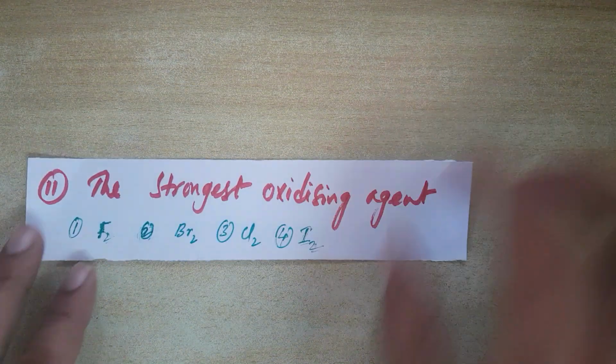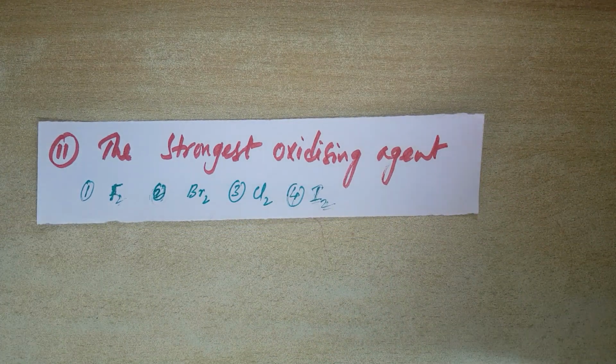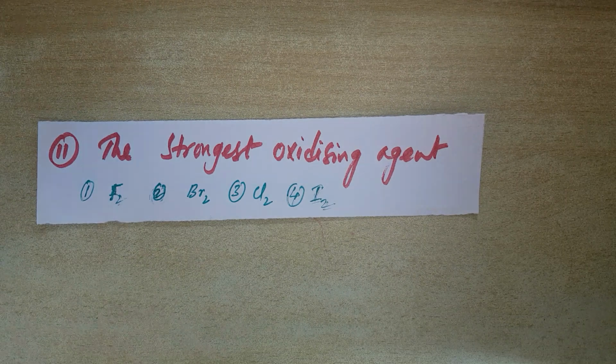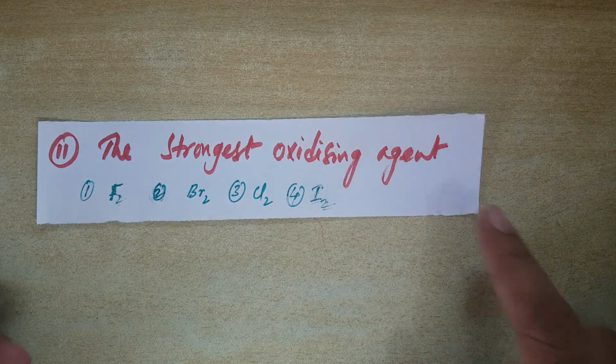Question number 11. The strongest oxidizing agent. Here all the given options are halogens only, and this is a well familiar question. Among the total periodic table, 7th group elements are strong oxidizing agents. From the 7th group, you can find which one acts as the strongest oxidizing agent. Question number 12.